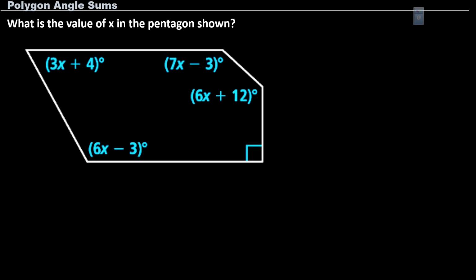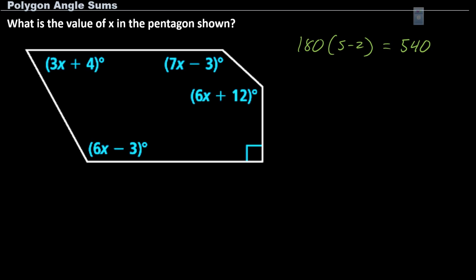So we're going to figure out what is the value of x in the pentagon shown. So pentagon, 5 sides, 1, 2, 3, 4, 5. Yep, so 180 times 5 minus 2, and that's going to be equal to 540. So this is an irregular pentagon. You can see it because the side measurements are all over the place.